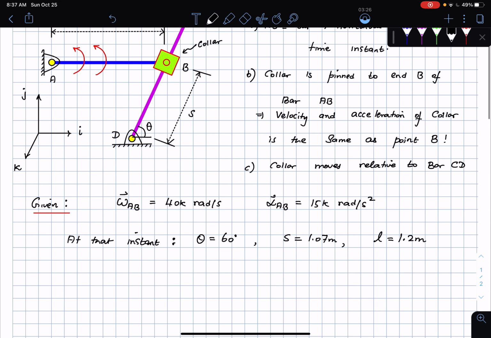Something you want to keep in mind is the distance S is not a fixed distance. But this length here is a fixed length. The length L, which is 1.2 meters, is a fixed length.